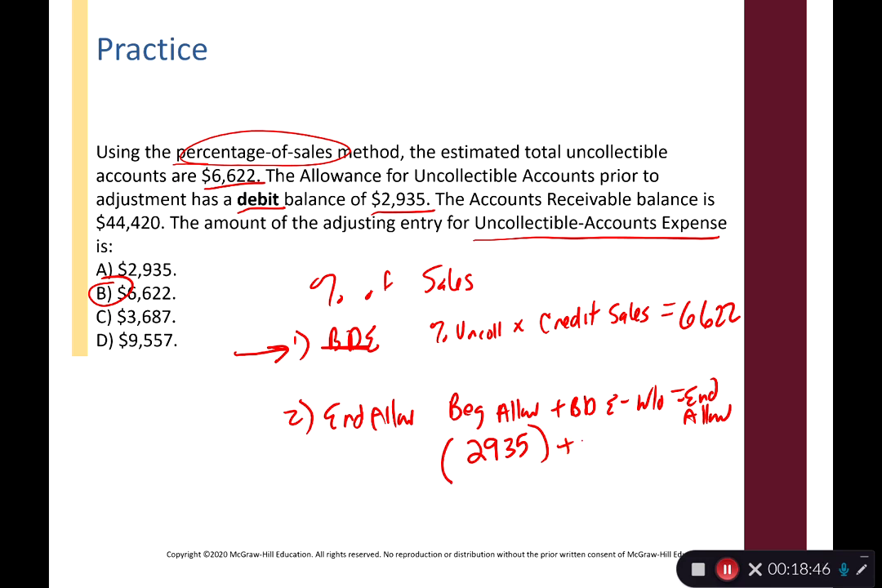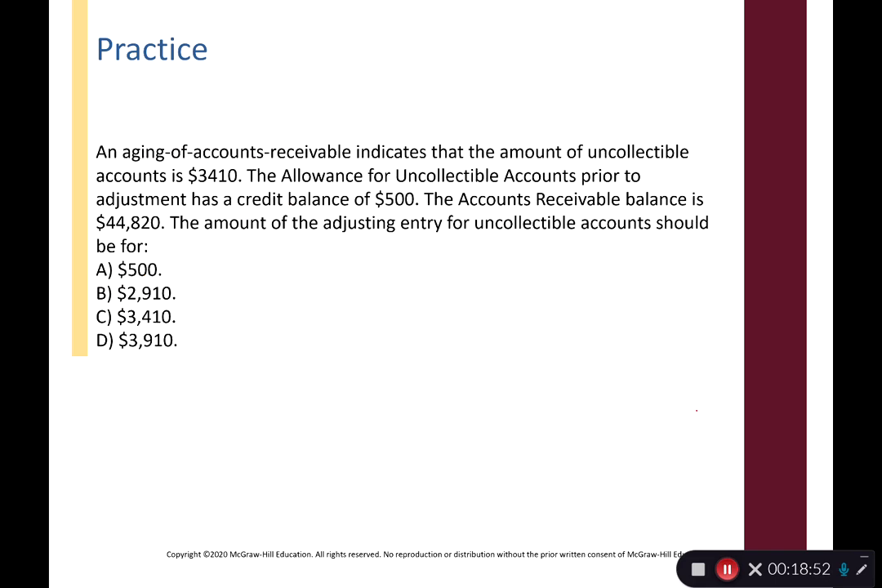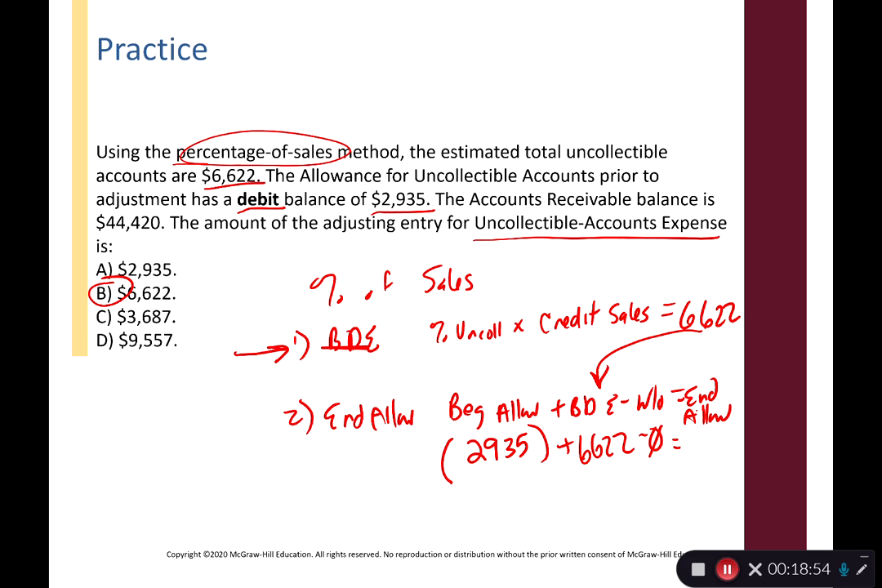Then we would add our bad debt expense of 6622, which comes from step 1. Write-offs again aren't mentioned, so we can assume those are 0. And then we end up with 6622 plus negative 2935, which is 3687, which you see is also a distractor answer. It's there for you. So it's really important to remember to follow these steps and to know when to stop.